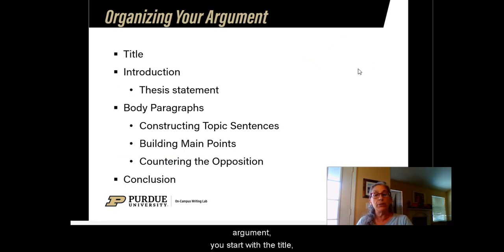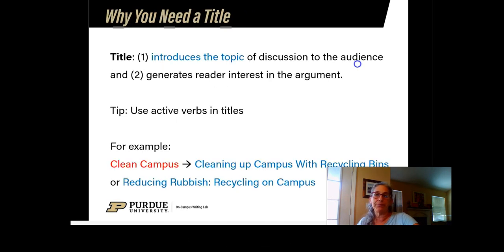So when you organize your argument, you start with the title, the introduction, which includes your thesis at the end, the body paragraphs, which develop each part of your argument, as well as the counter argument, and the conclusion.